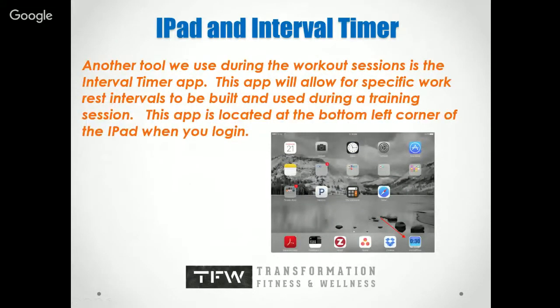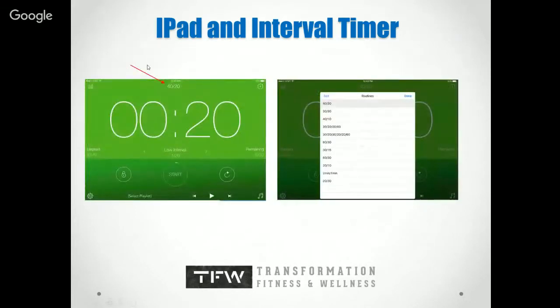The interval timer is pretty easy. It's all the way down to the right of all iPads. We use this in a lot of different programming. The app allows specific work-rest intervals to be built and used during a training session. When you open that app up, it's going to look like this. We have a ton of timers and intervals saved, like the 40-20, 30-30, 40-10, 30-20, 20-60s. We have all this information saved in there. So once you log into that, you can scroll down and find what you need fairly quickly and get that started with the client. Again, this is used quite often with individual clients.